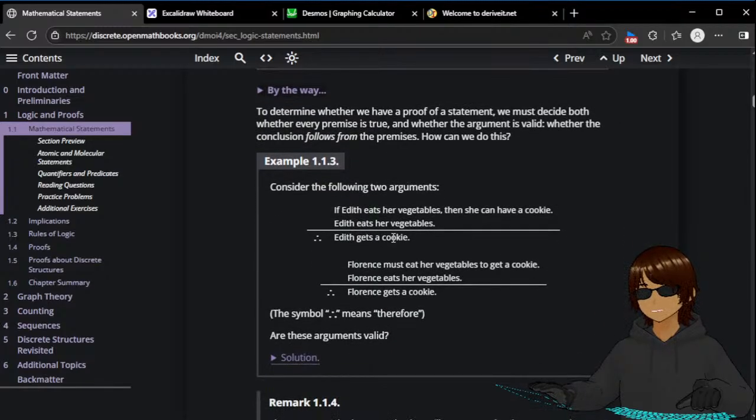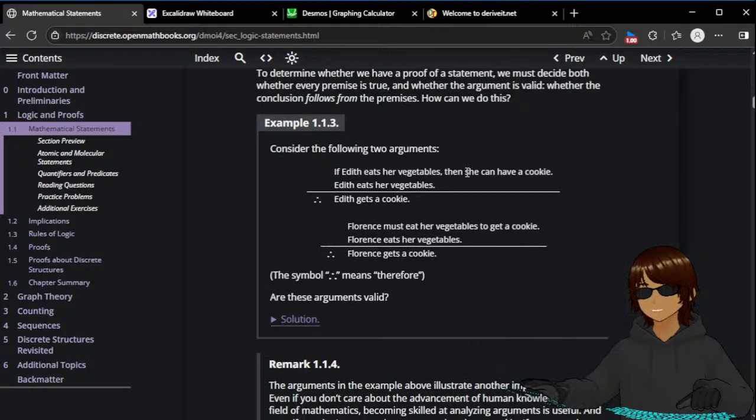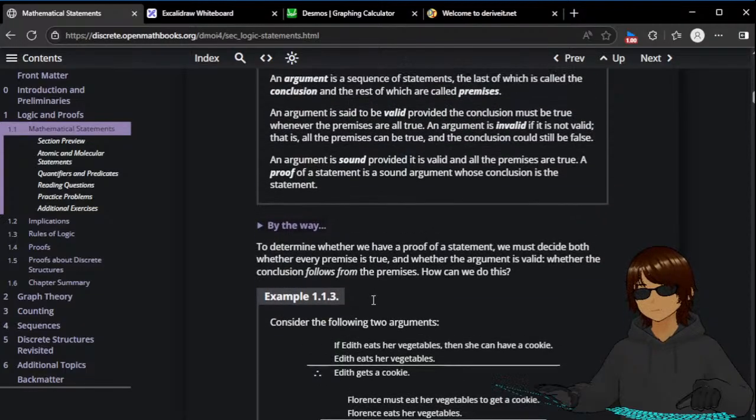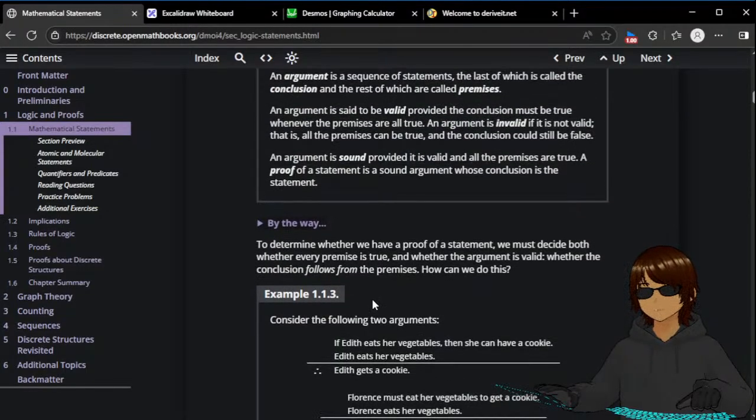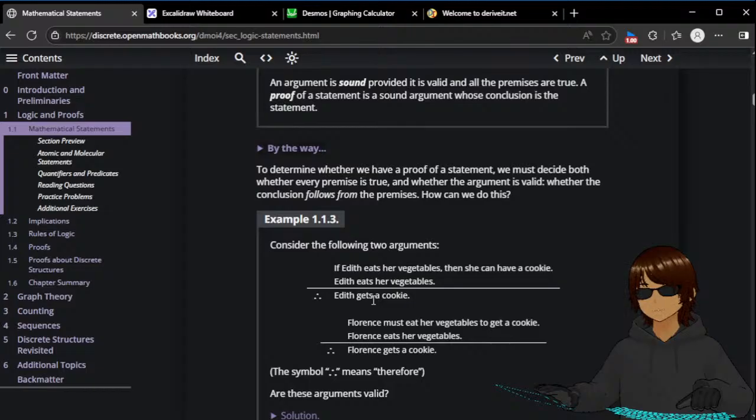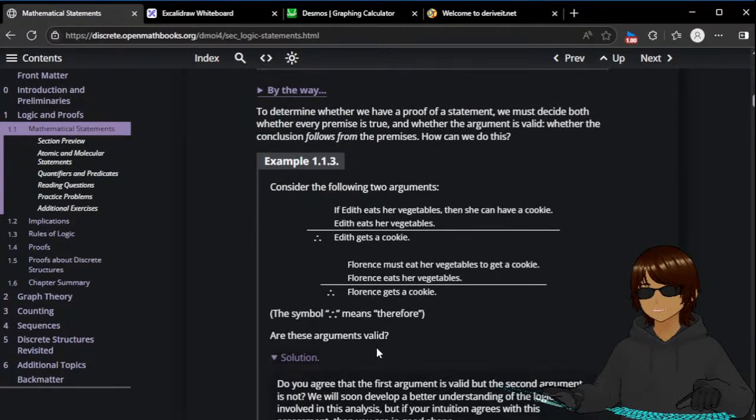Consider the following two arguments. If Edith eats her vegetables, then she can have a cookie. Edith eats her vegetables. Therefore, Edith gets a cookie. Florence must eat her vegetables to get cookies. Florence eats her vegetables. Therefore, Florence gets a cookie. This symbol means therefore. Are these arguments valid? The first one definitely is.